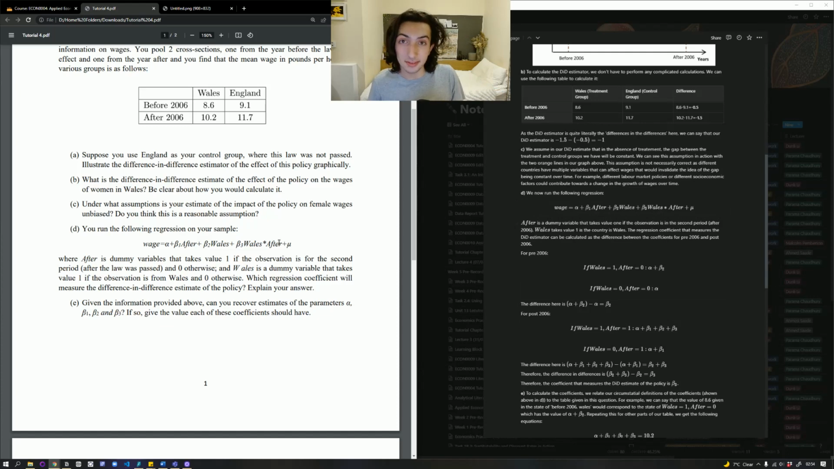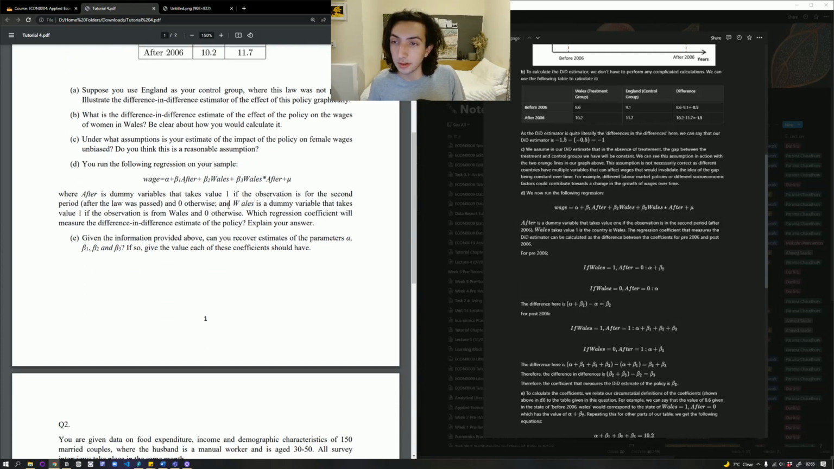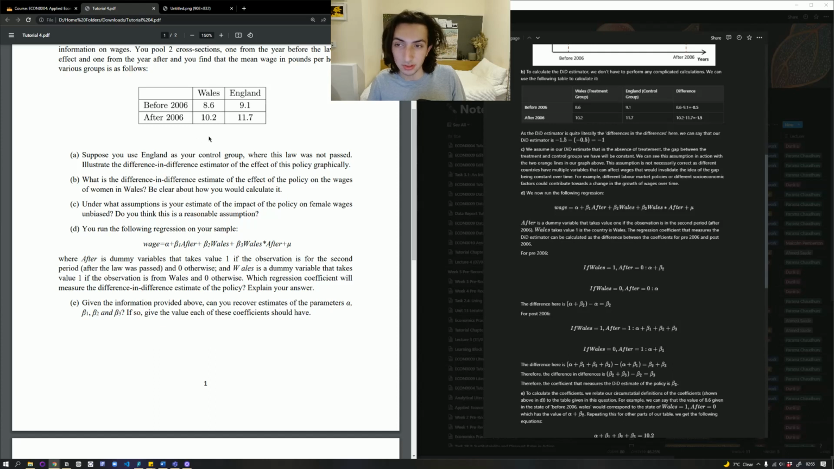Now to calculate what we've got here, we're going to relate these values to what we got earlier. So we said, for example, let's say we had Wales before 2006. Wales would be equal to 1 and after would be equal to 0. Okay, so let's look at that here. We would have alpha plus beta 2. Okay, so alpha plus beta 2 equals 8.6. What's more, if we do England before 2006, that's just equal to alpha because it's 0 for Wales and 0 for after. So 9.1 equals alpha straight out the gate.